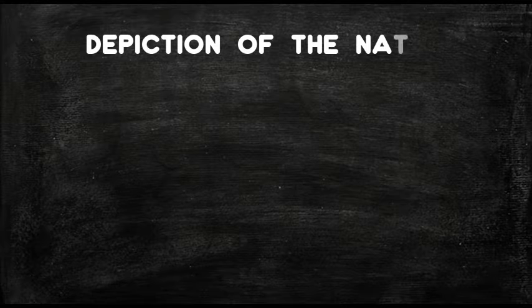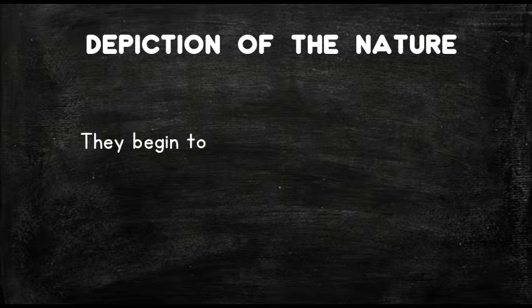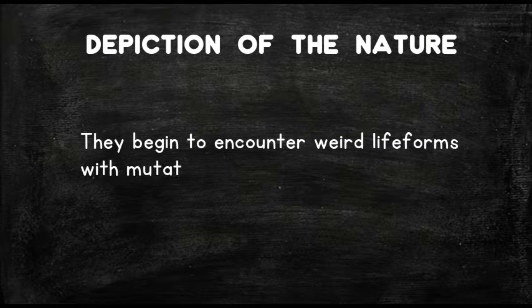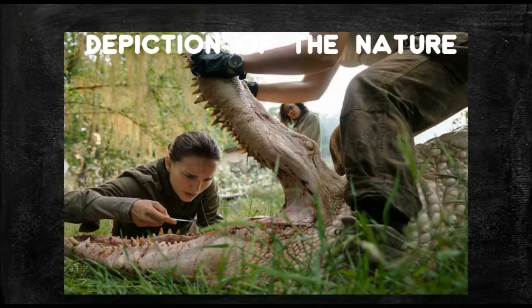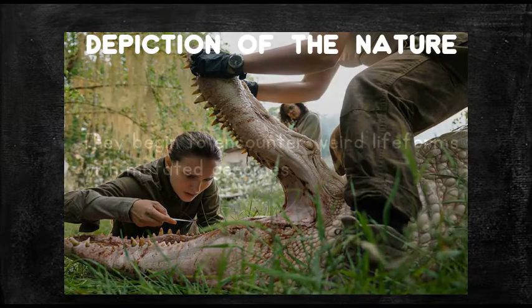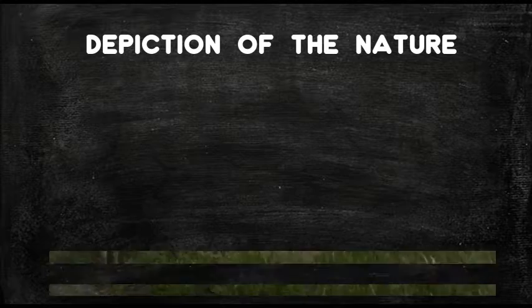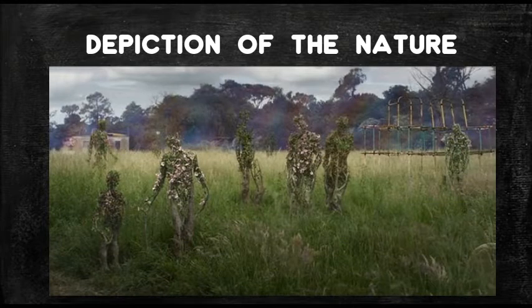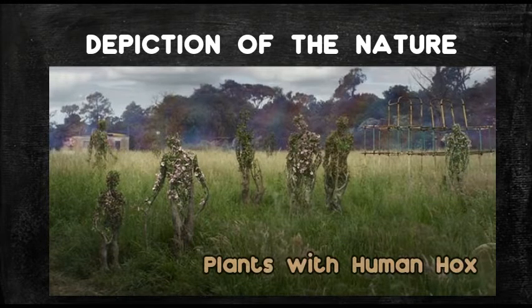As a team of scientists explores Area X, or the Shimmer, the bordered environmental anomaly at the center of the film, they begin to encounter weird life forms with mutated genomes, like a crocodile with shark teeth. Among the creatures are topiary-like plant structures shaped like human bodies, which indicates a human Hox gene.